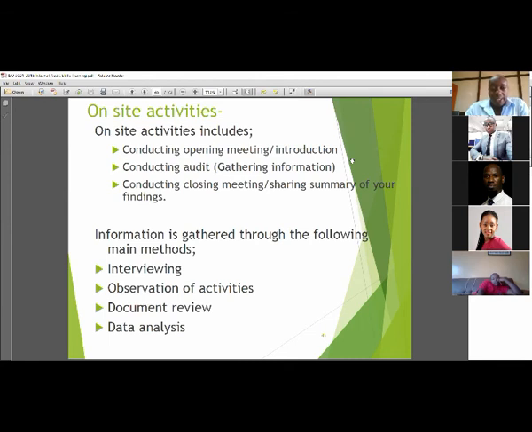Another method of gathering information is through document review. So take time. You read the documents. If you are shown some records, take time to look at them, peruse them. Data analysis, yes, you can analyze, you can have a calculator there. Maybe you can also calculate and see whether the figures they are giving you are correct. But mostly it is interview and observation. But all that is okay.